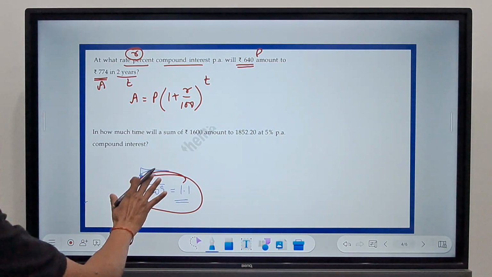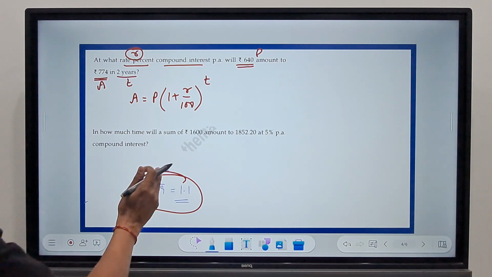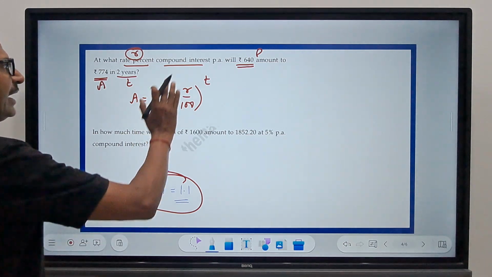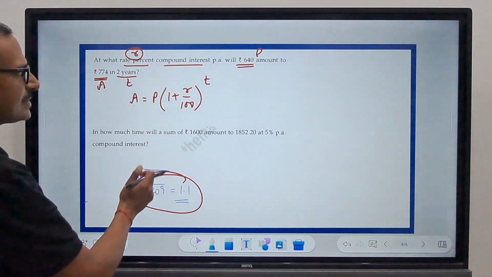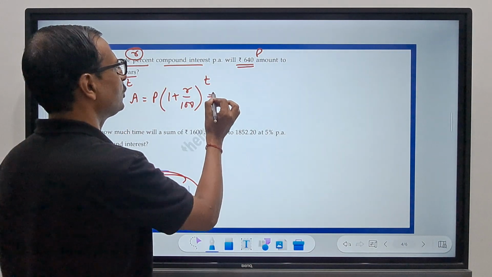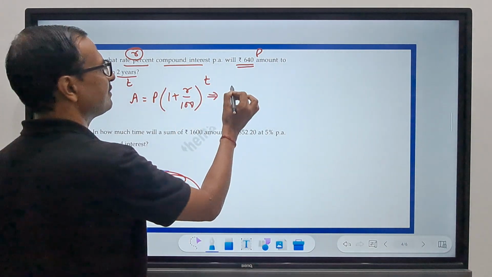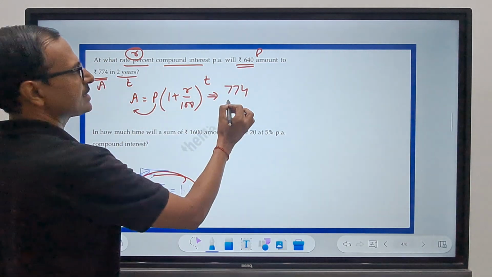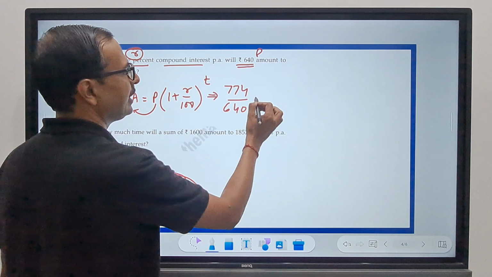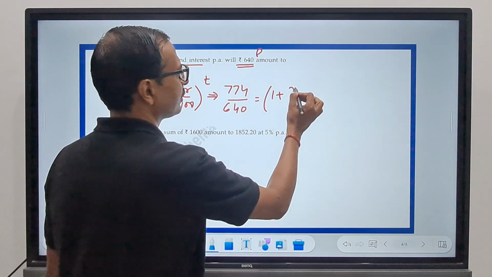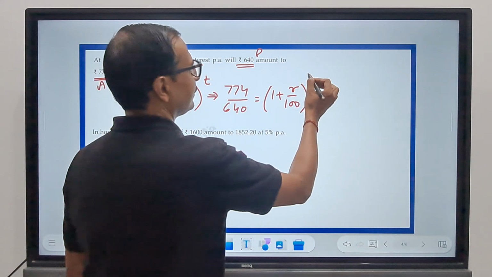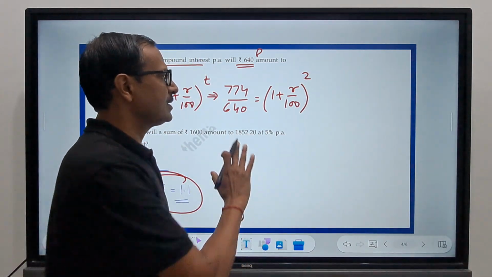So we have some calculations being done here. This calculation is basically written here to tell you that these things normally are given in the question. I will show you why this is written here. So if you put the values, amount is 774 and this P comes this side, it is 640, right? So 774 upon 640 equals 1 plus R over 100 raised to power time. Time is 2 years.